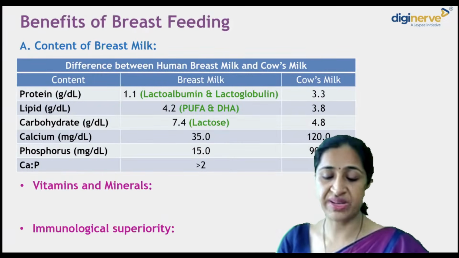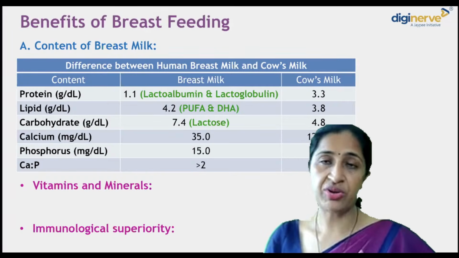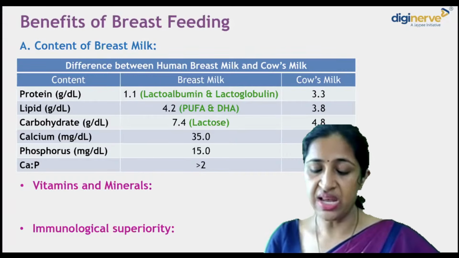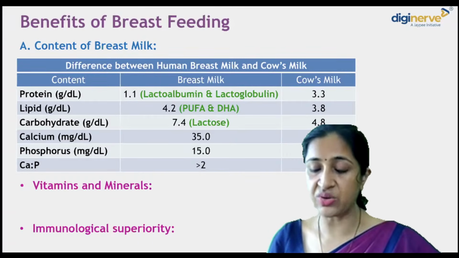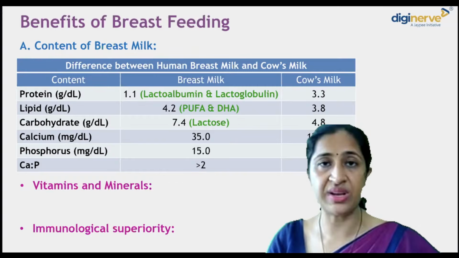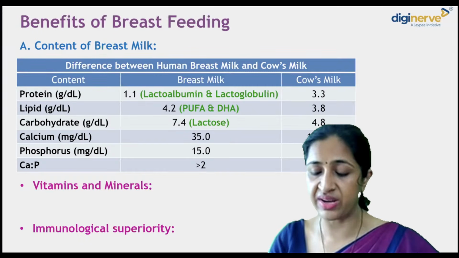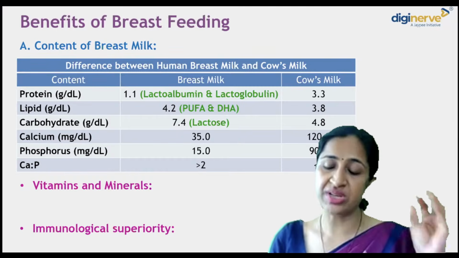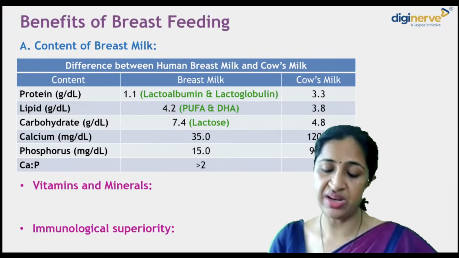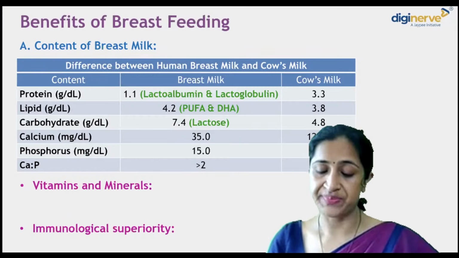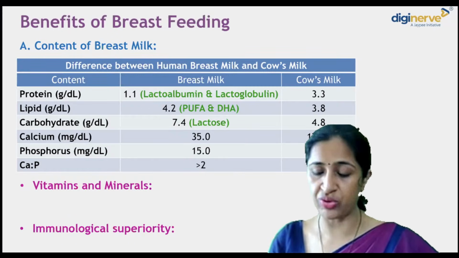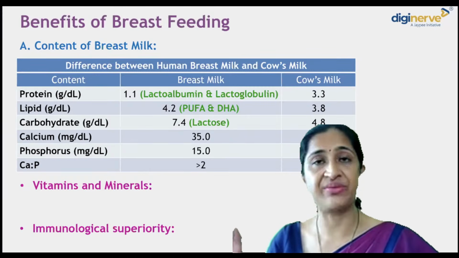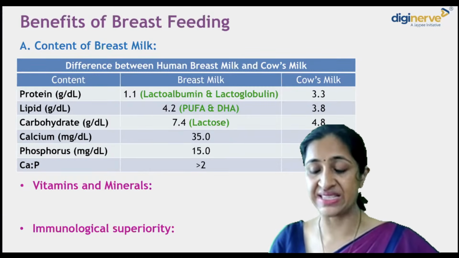Now, benefits of breastfeeding. The comparison between breast milk and cow's milk, I cannot underline how important it is. The protein in breast milk and cow's milk has a 3 times difference, 1.1 gram per 100 ml, and this is 3.3 gram per 100 ml. Important proteins are lactalbumin and lactoglobulin. Cow's milk also has whey proteins, casein, whey protein. Lipid, 4.2 gram per 100 ml. Cow's lipid is less, 3.8.